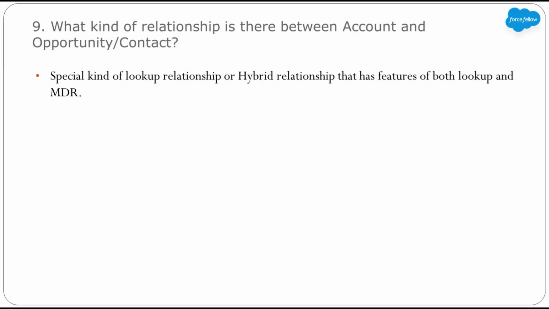Like in the account object, we can create roll-up summary fields with opportunity or contact. And also in the backend, there is a relationship property cascade delete between contact and account, which is always set to true. And you will find the same cascade delete property between objects in a master-detail relationship. So for any relationship where cascade delete is set to true, a child record also gets deleted automatically when the parent record gets deleted. Okay. So in a nutshell, we can say this is a special kind of lookup relationship that behaves like MDR.